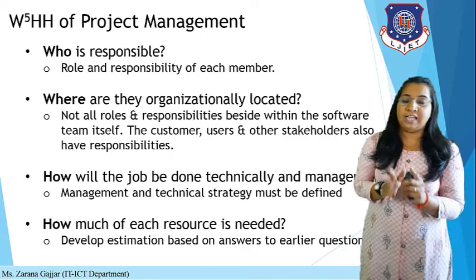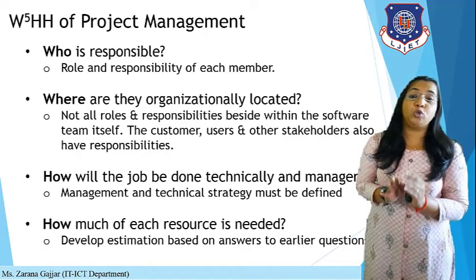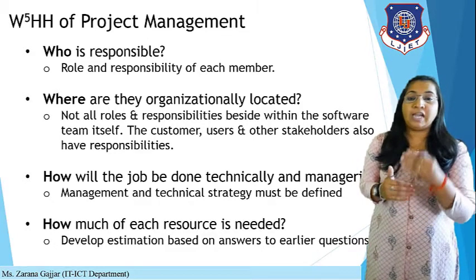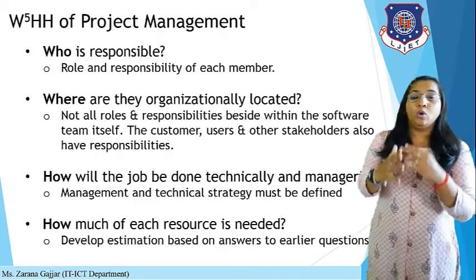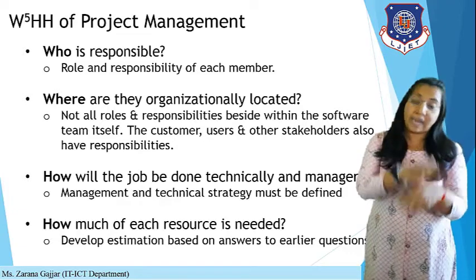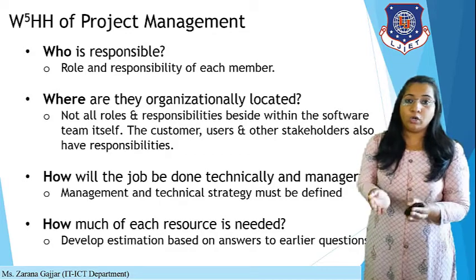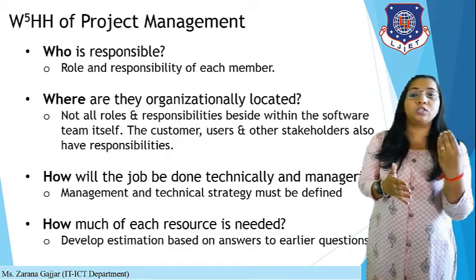Now next is the double H, for how. The first H is for how the job will be done technically and managerially. So the management and technical strategy must be defined here. Who is going to handle this technically and who is going to handle it managerially will be defined for a particular project. And the last H is for how much of each resource is needed.